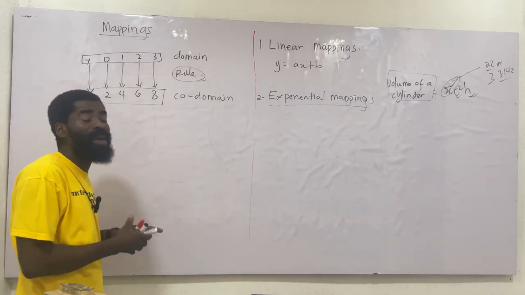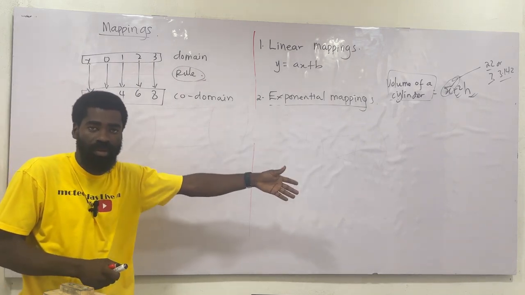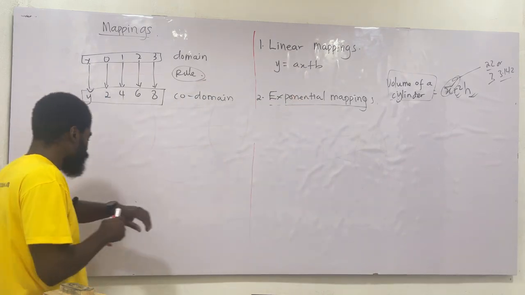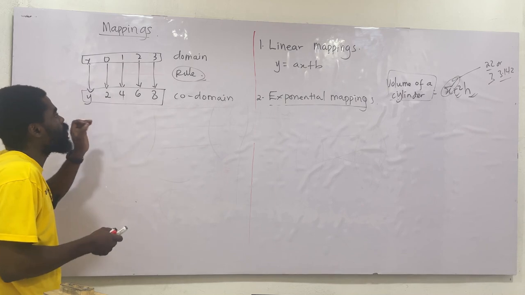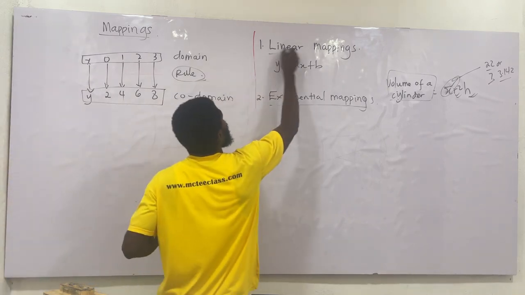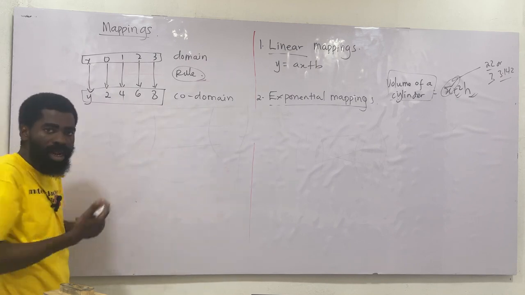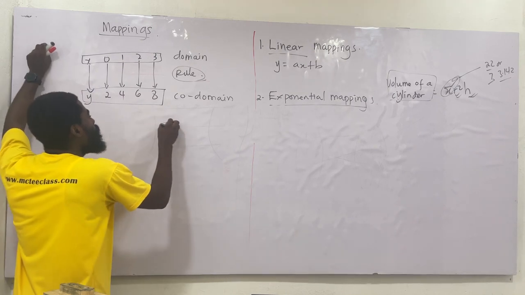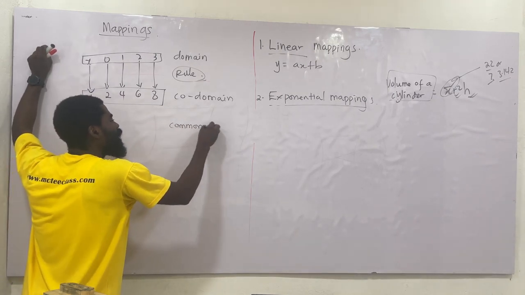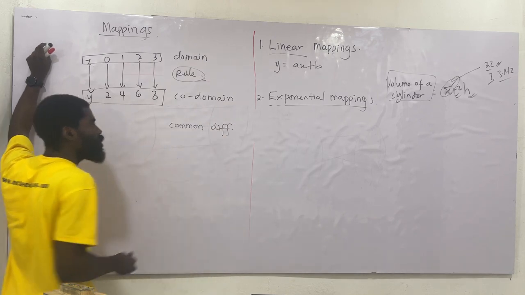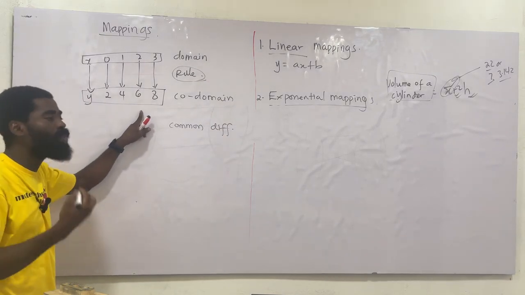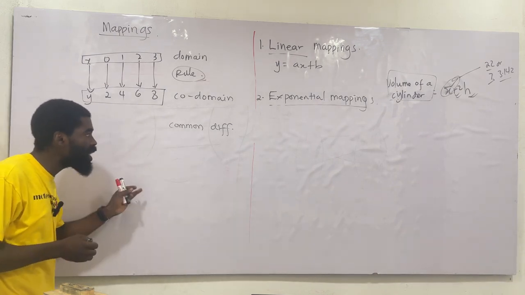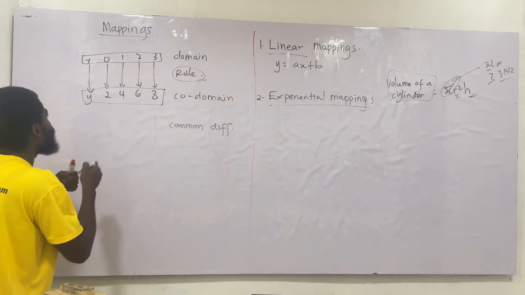First of all, we have to check if the mapping set is linear or not. If the mapping is linear, then we can follow this and move on. Very simple. Listen, right? Good. Now let's see if this is linear or not. For you to know whether a mapping is linear or not, come to your codomain and check the difference in the codomain. If there is a common difference in the codomain values, that means the mapping qualifies to be a linear mapping.